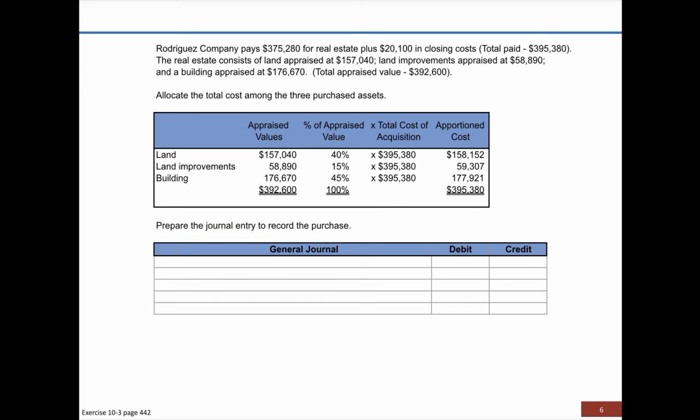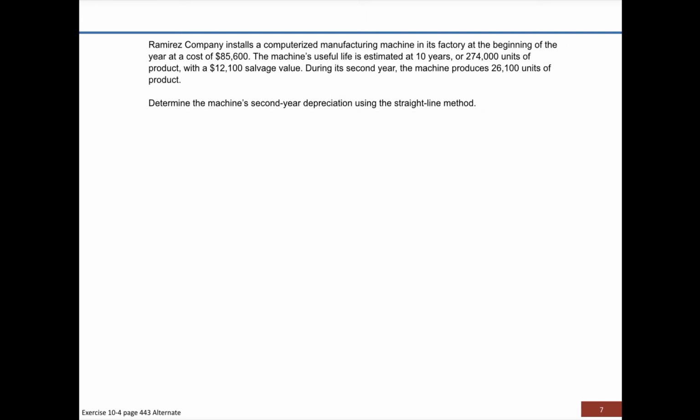Again, like I said, at least on the exams, I will not ask you to actually find these percentages on your own. Okay. All right. Next question.